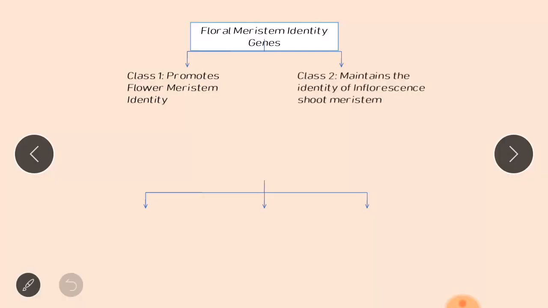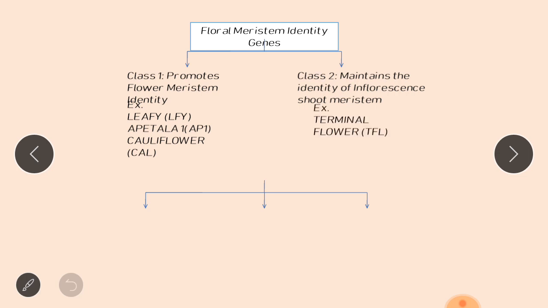So for the floral meristem identity gene, there are two different classes. The first class promotes the floral meristem identity, which is required to convert the shoot meristem into floral meristem, while the second class gene maintains the inflorescence. For example, the first class converts shoot to floral, and the second class does not allow conversion to floral meristem, as it is a shoot meristem.